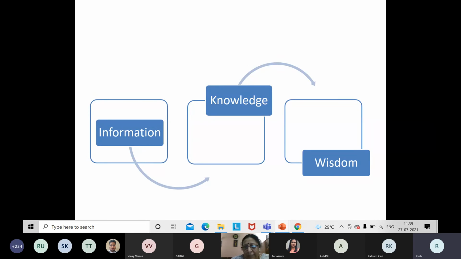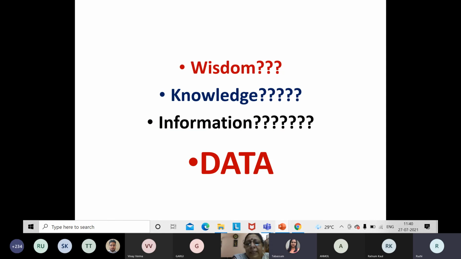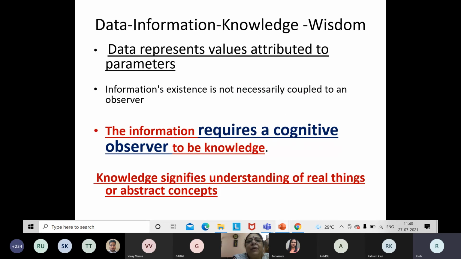So if we say that the precursor for knowledge is information, similarly, knowledge becomes the precursor for wisdom. And all this chain of information, knowledge, and wisdom actually comes from data, the scientific data. I think I have talked about it.